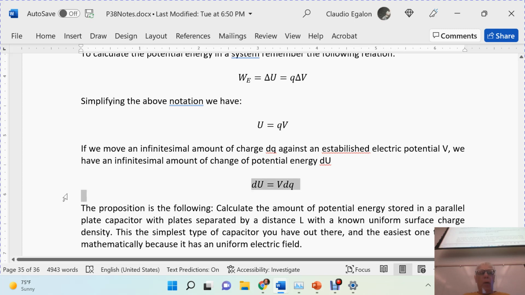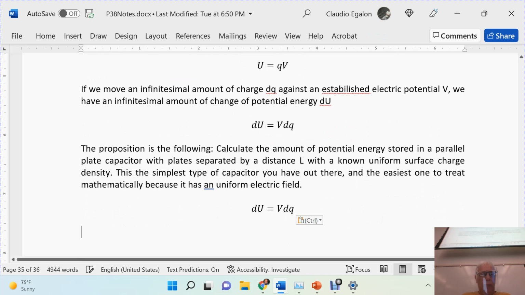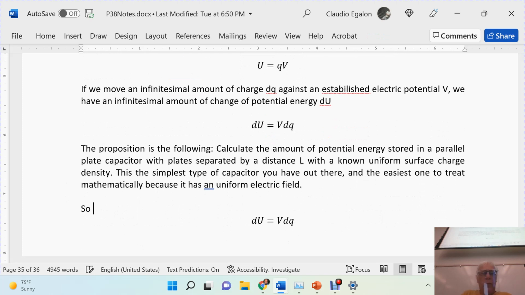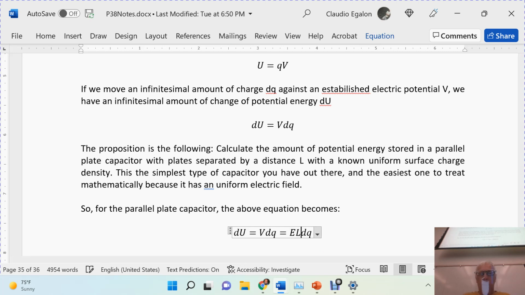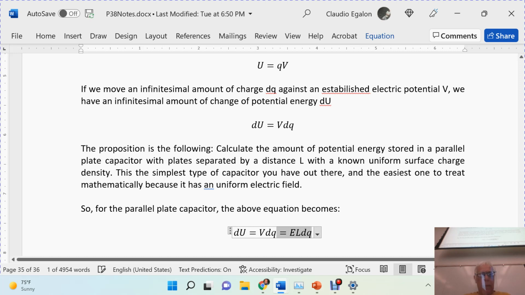Okay, so here you go. For the parallel plate capacitor, the above equation becomes E times L, right? And E is what? E is sigma over epsilon naught, right?